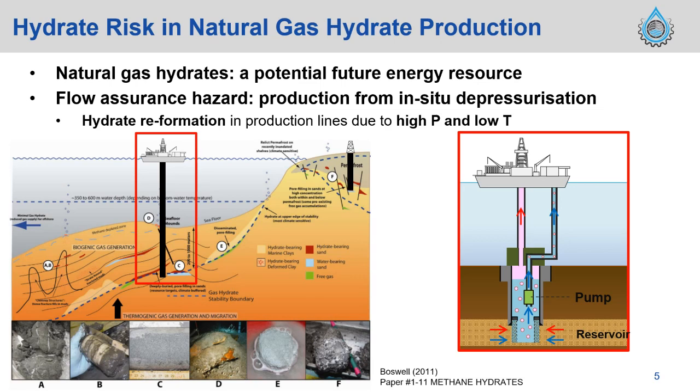Taking an example of natural gas hydrate production with the depressurization method, gas hydrate in the reservoir is dissociated in situ by reducing the downhole pressure by pumping water from the well. But if produced gas enters into the water production line, hydrate may be formed in the line. For these reasons, evaluation of the gas hydrate risk may be quite important in the future natural gas hydrate production.